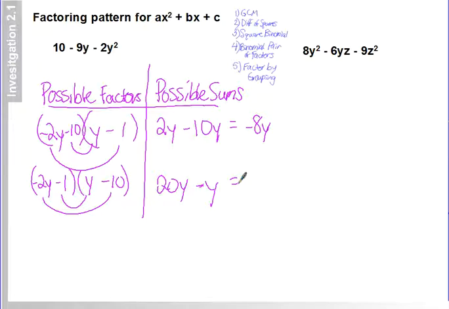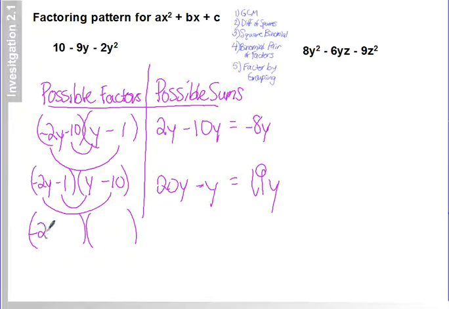Okay, what does that give us? Not the right answer. 19y. Let's try another one. All right, give me another one that we can try. Another pair of factors. Kate? Negative 5 and negative 2.